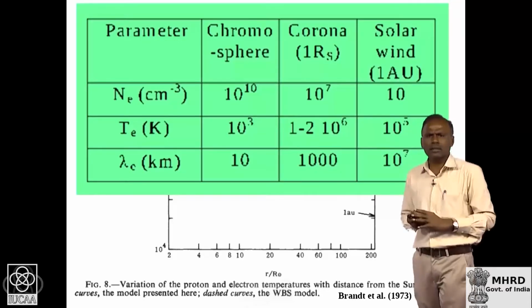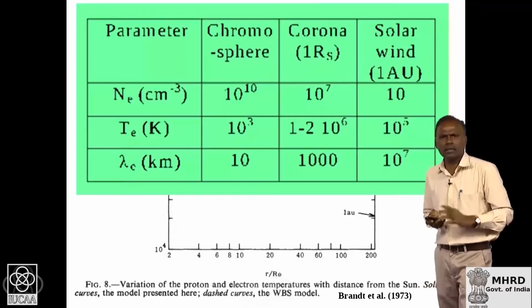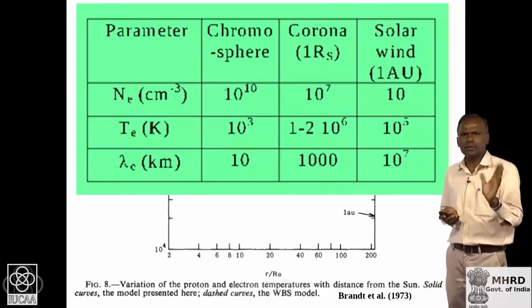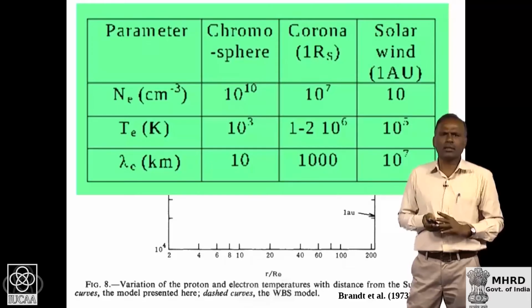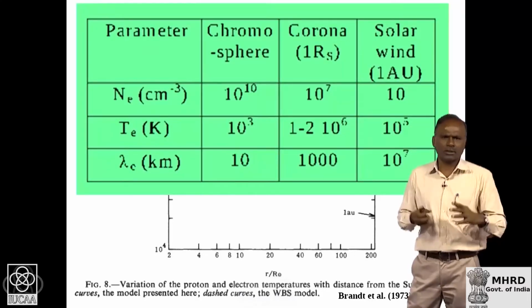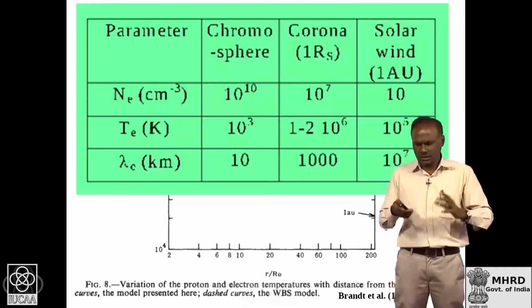So the electron temperature variation is rather gradual, whereas the mean free path goes from something like 10 kilometer to 10 million kilometer at about 1 AU. So the mean free path is huge as we go away from the sun. Okay.